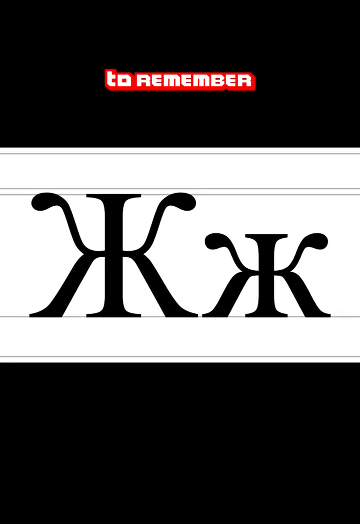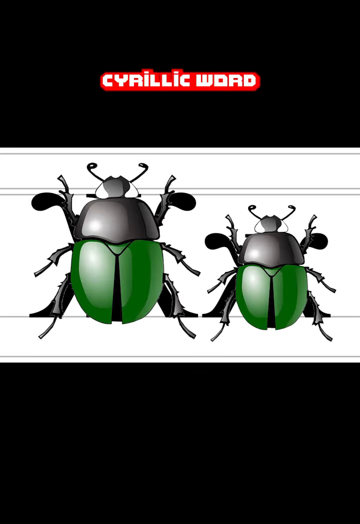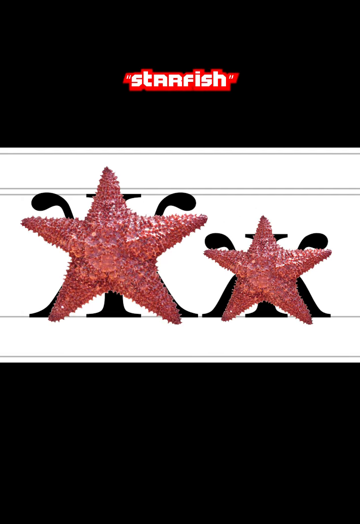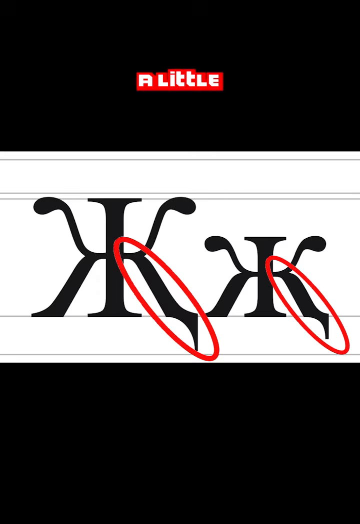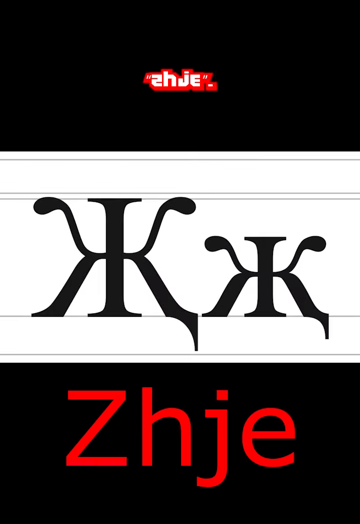Zhe is easy to remember because it looks like a starfish getting some leisure time. Also, it kind of looks like a bug, and a common Slavic Cyrillic word for bug is zhuk. What happens when this bug, or starfish, happens to have a leg that's a little longer than the others? Well, the letter goes from being a zhe to a zhe.